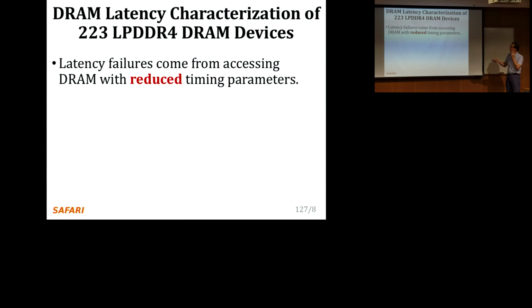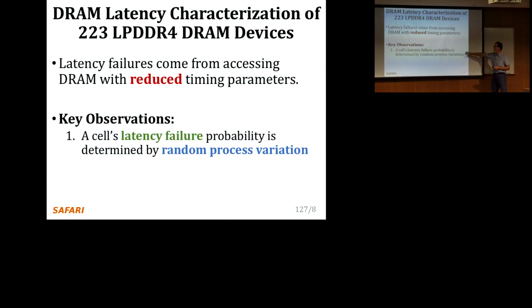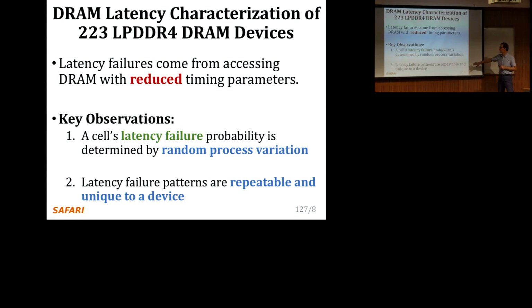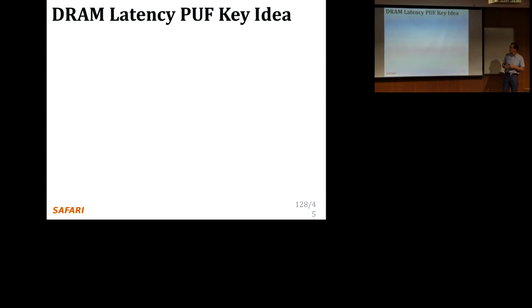So basically, according to our observations in many devices, and there's a lot more statistical analysis that we do in the paper, I'm not going to go into the statistics as much here. Latency failures come from accessing DRAM with reduced timing parameters. A cell's latency failure probability is determined by random process variation. And latency failure patterns are repeatable and unique to the device. So we're going to exploit that.